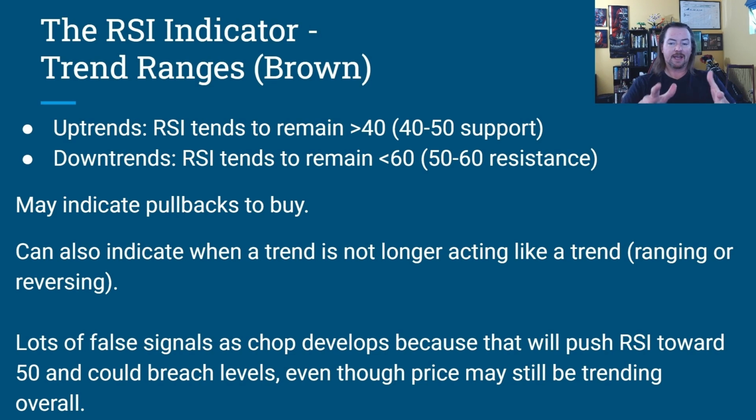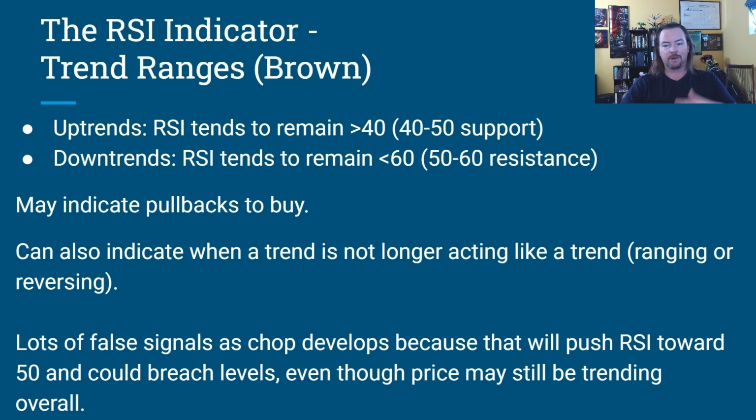This could indicate pullback areas to buy. Again, I like waiting for a little price action confirmation, but you could look at RSI. It's an uptrend. It's been moving up to 80 and then dropping back to 40, and then moving back to 80 and dropping back to 40. Maybe those could potentially be buy areas around the 40.